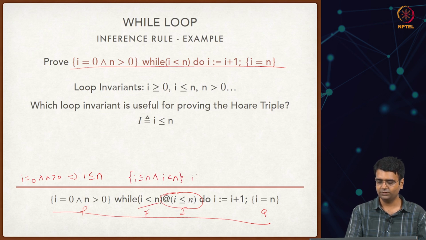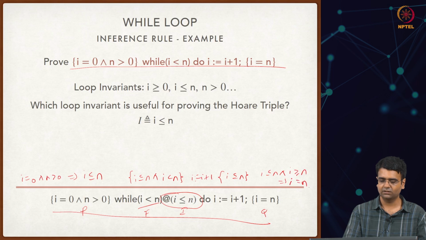The body of the loop, which is i := i + 1, should imply i ≤ n. And the third is: i ≤ n and not F should imply Q. So, i ≤ n and not F, which is i ≥ n, should imply i = n.